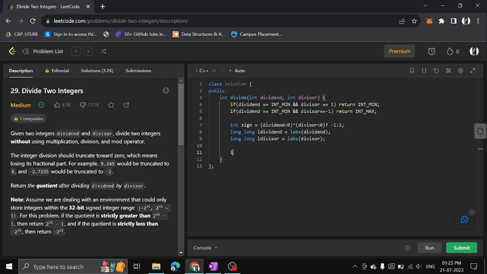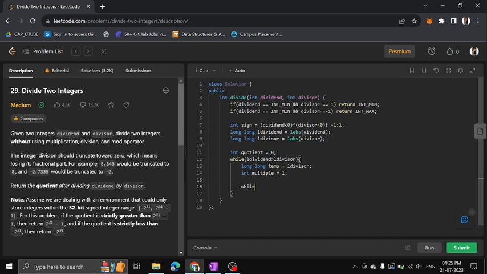So now next, quotient will be equal to 0. In Java it will be long only, math dot absolute will take. So next comes while long dividend is greater than long divisor. First we need to take a variable called temp, and that should be long, because divisor is in long data type. Next, int multiple, we will initialize it to 1.